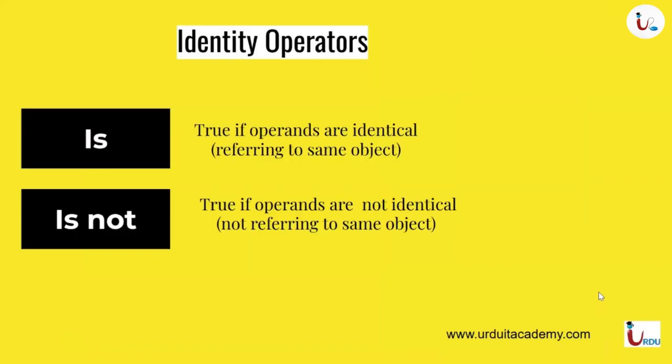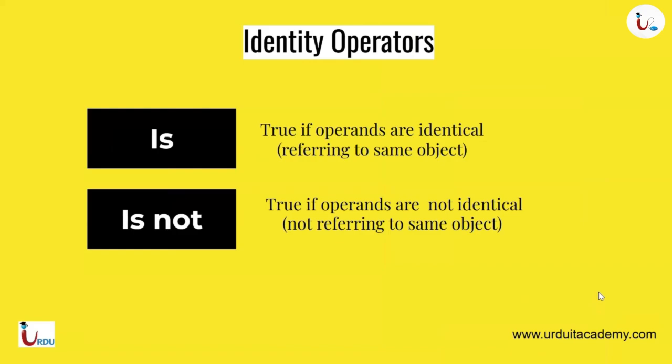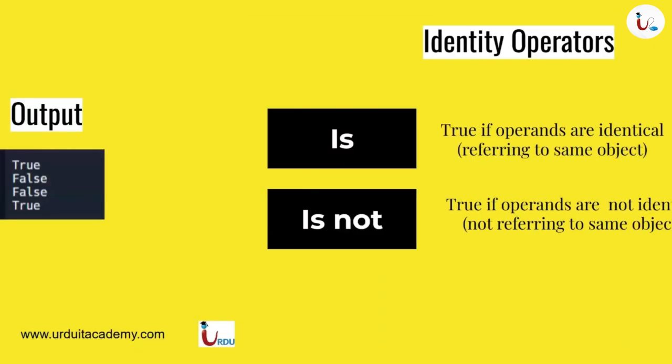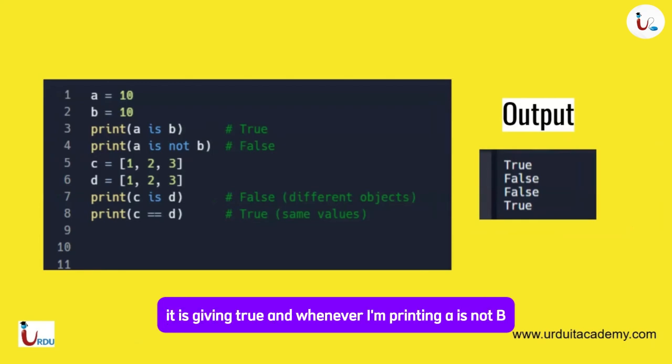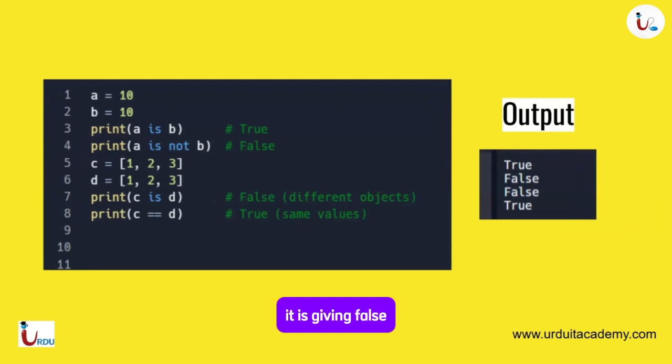Okay. Now the next operator is the identity operator. We have two identity operators available, is and is not. So the is operator will give you true if operands are identical, which means they are referring to the same object. Okay. And is not will give you true if the operands are not identical, which means they are not referring to the same object. Now this is an example: A equal to 10, B equal to 10. You can see that whenever I'm printing A is B, it is giving true. And whenever I'm printing A is not B, it is giving false.